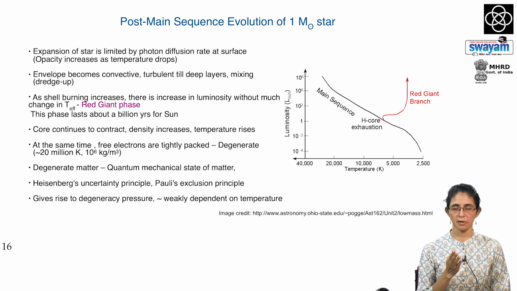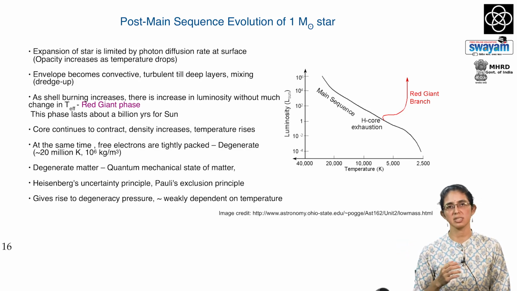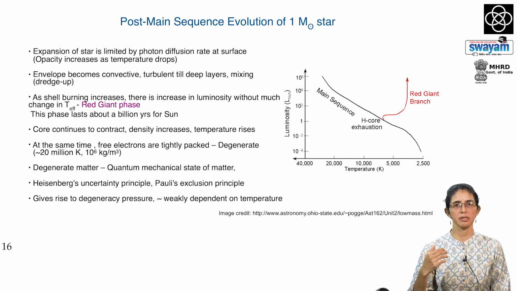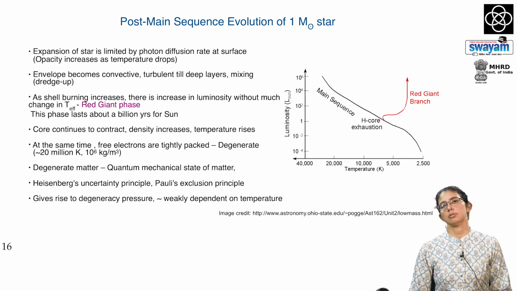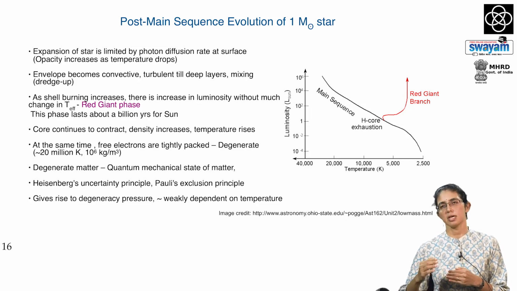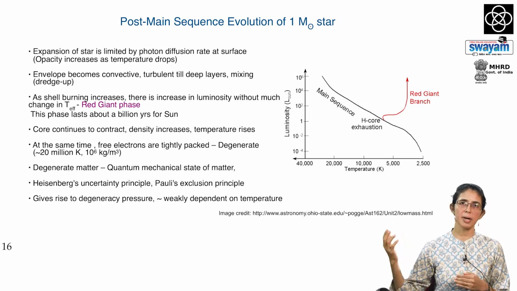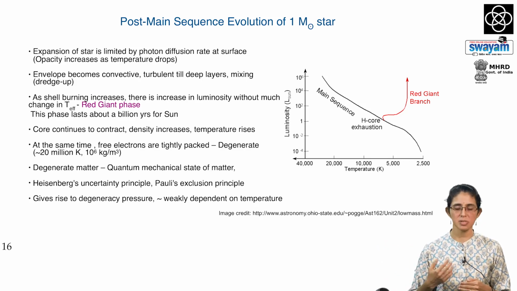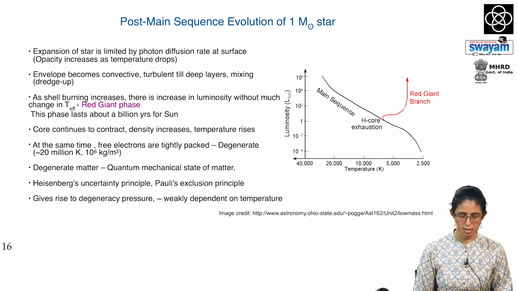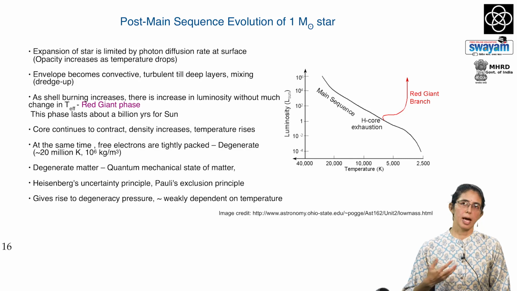While the star is traversing towards the red giant phase, that is known as the subgiant phase, when the contraction happens. In the red giant phase, the envelope continues to increase in size. For example, for the sun, it can go as large as 50 times the solar radius. This is what is happening at the envelope.